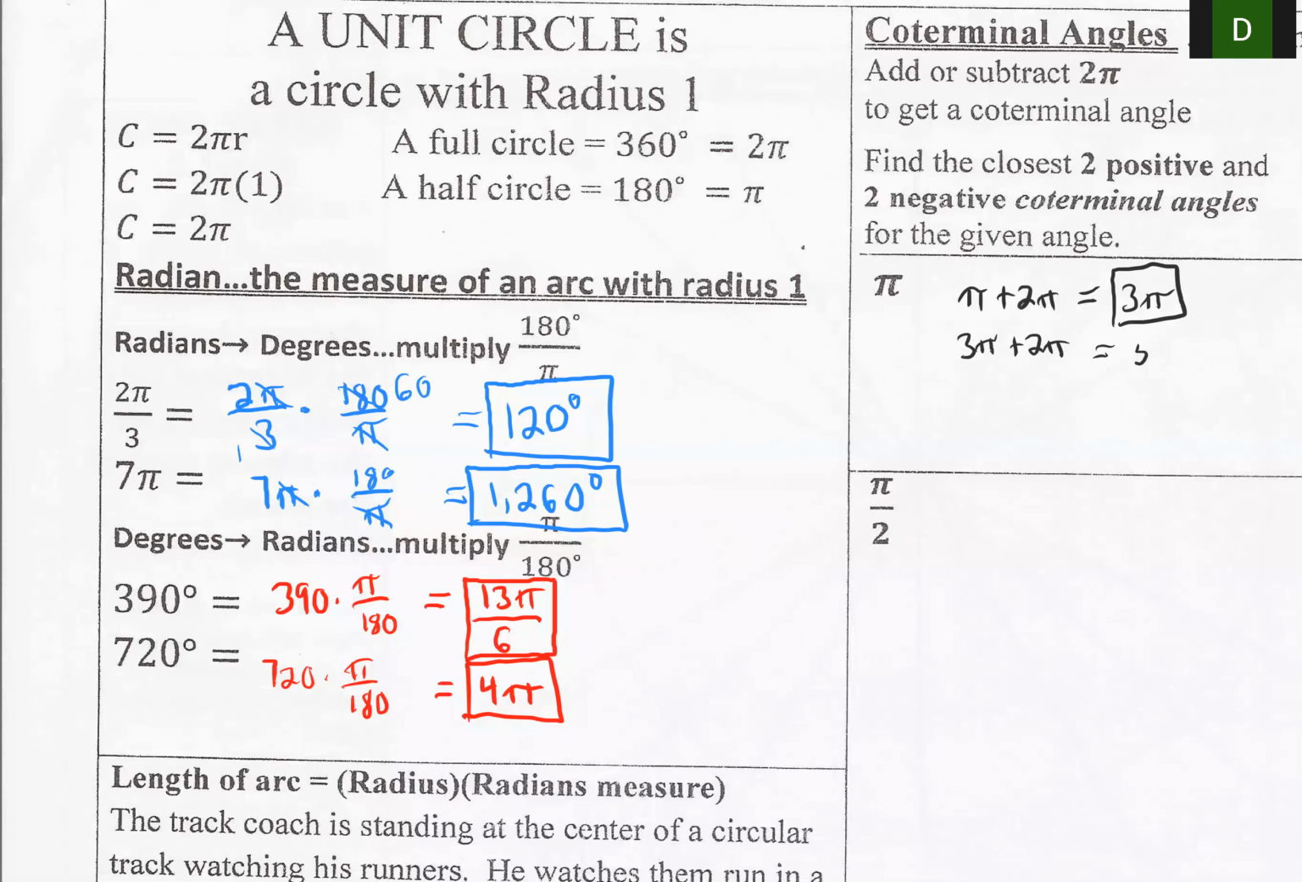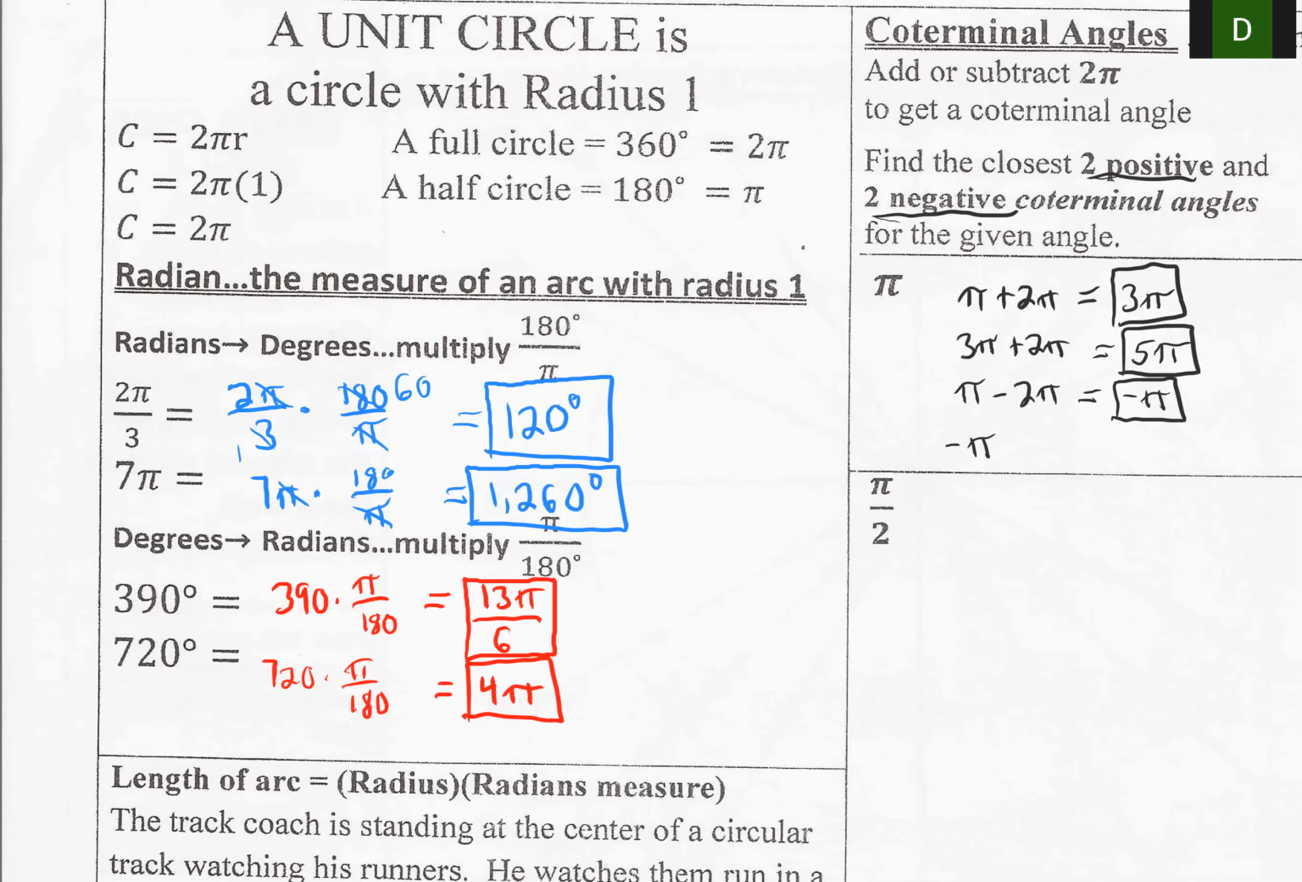So I'm going to take pi and I'm going to subtract 2 pi. Negative pi, subtract 2 pi again. So all 4 of these angles that I listed are coterminal with pi.